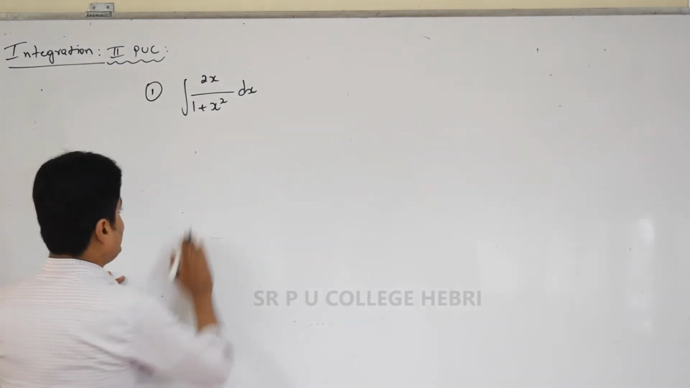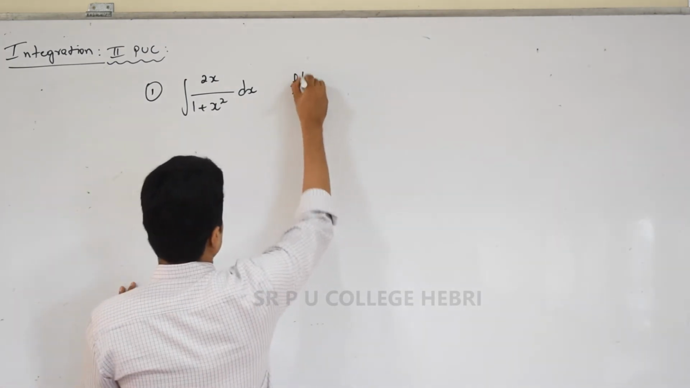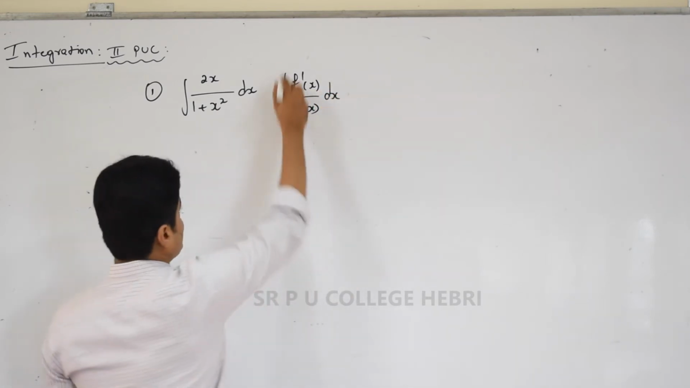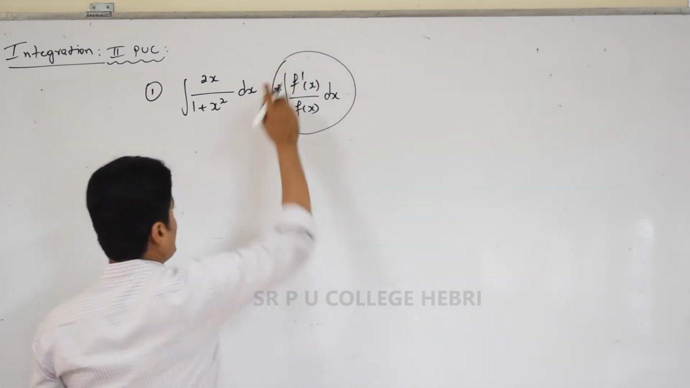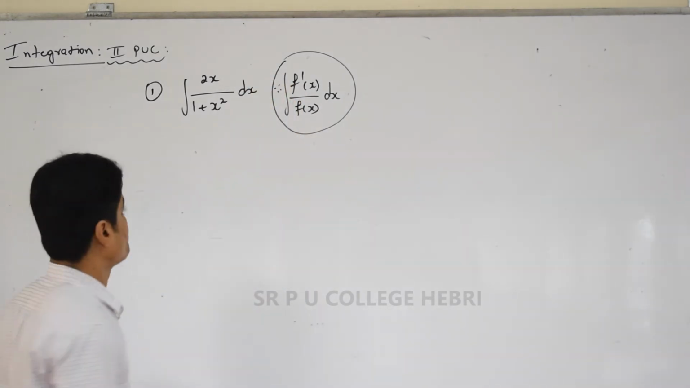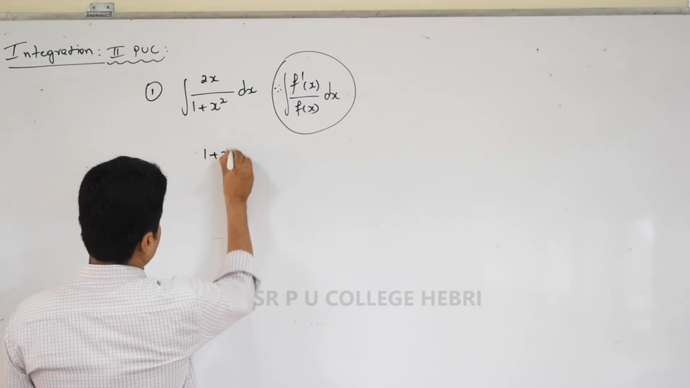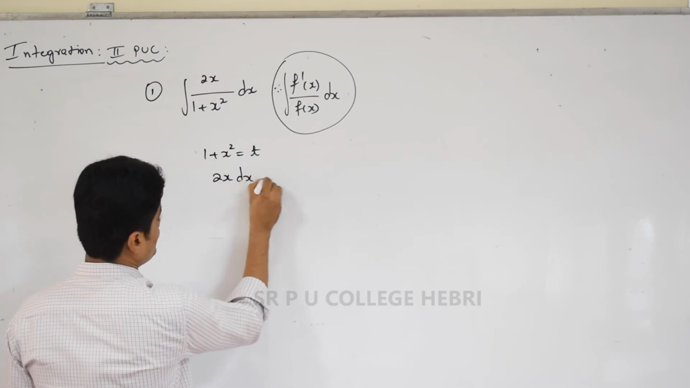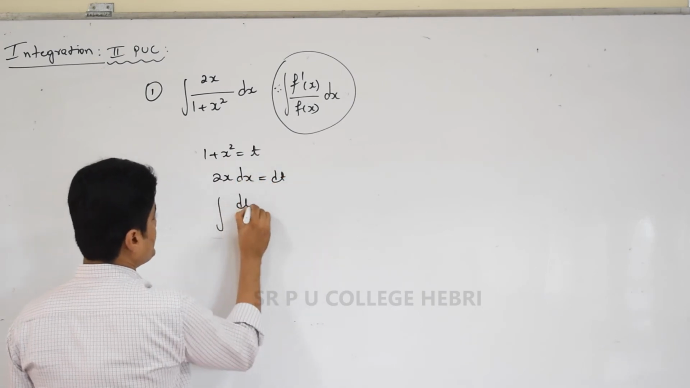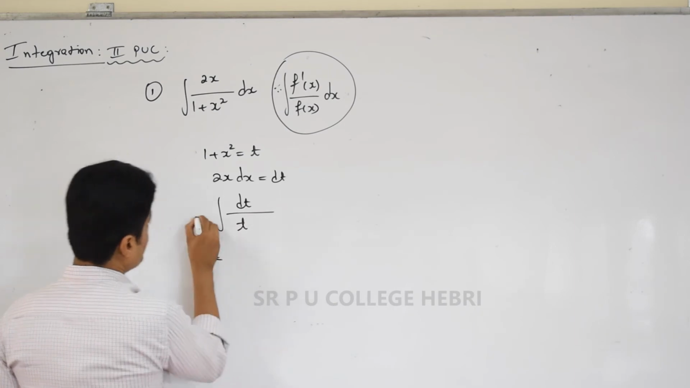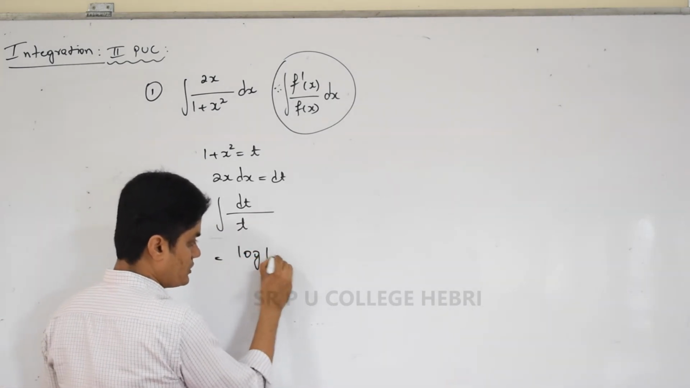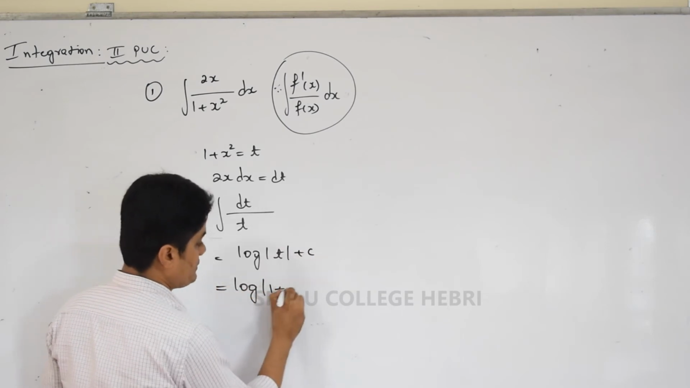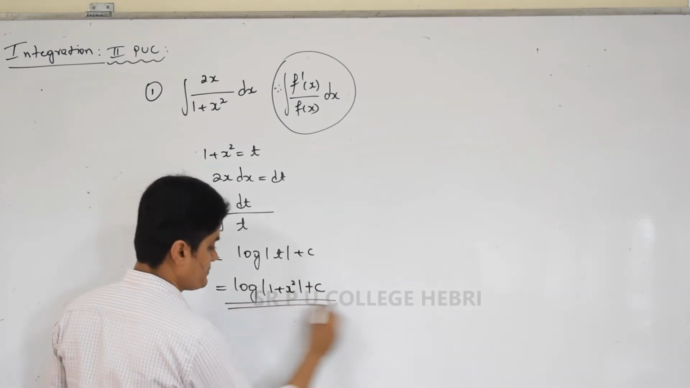Which form is it in, can you tell me? This is in the form of f dash of x by f of x dx. So what is f of x? Obviously 1 plus x square will be f of x, right? Differentiate: 2x dx is equal to dt. So without any difficulty you will get the numerator divided by t, and integration of 1 by t is log t, correct? But remember, the final answer must be in terms of x only, that is log of 1 plus x square plus c.